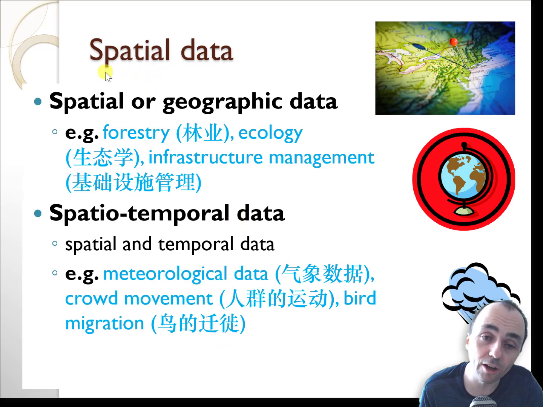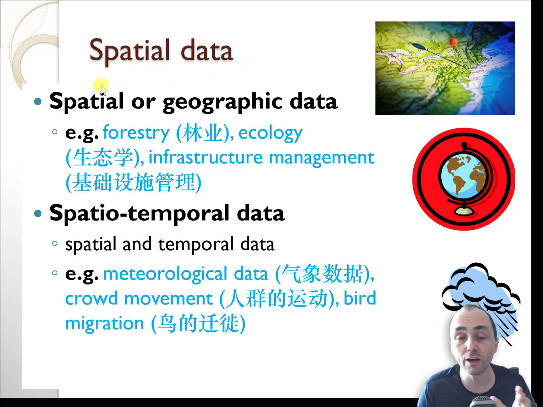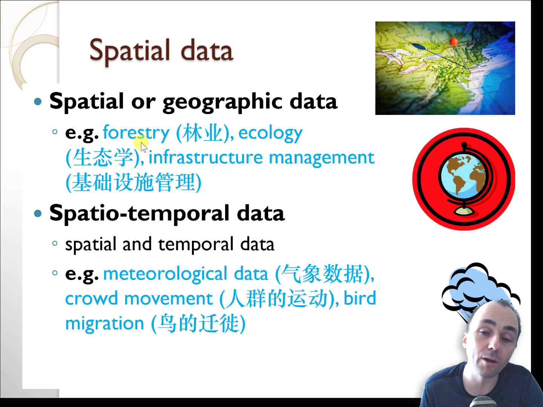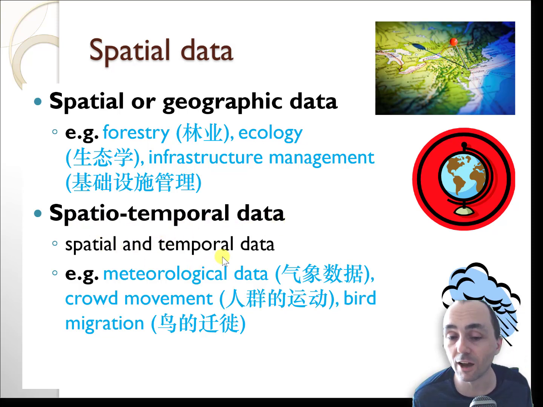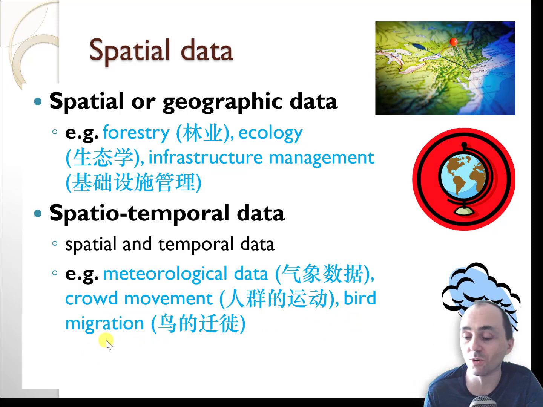Another type of data is the spatial data, so about the space, or like a map and so on, like GPS data. So it could be data about the forest, the ecology, the roads and so on, the cars on the road. Or also, we could have the spatio-temporal data. That means data with space and time. So we want to predict the weather data, the crowd movement, or the bird migration, and so on.